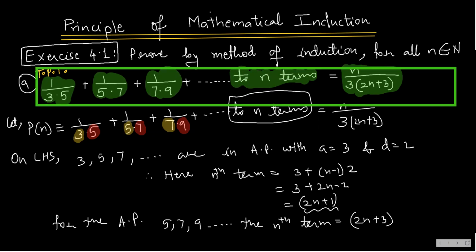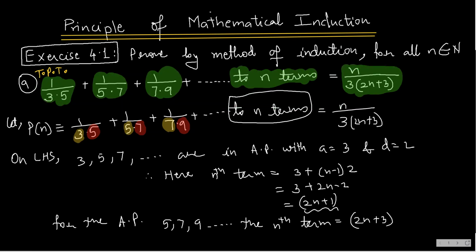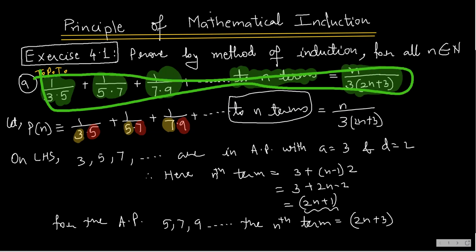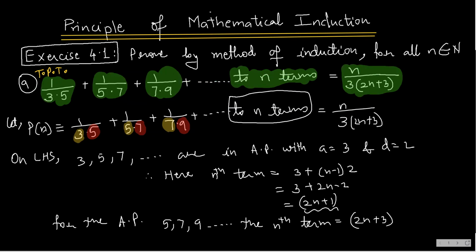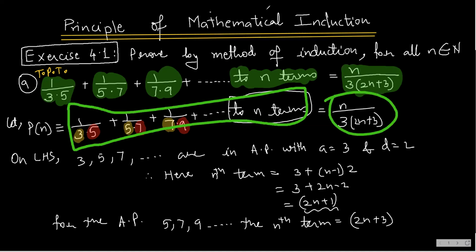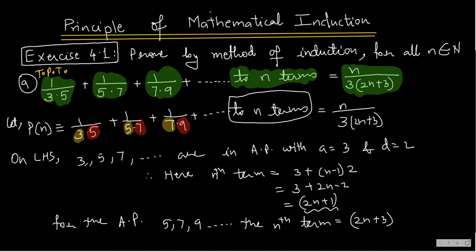Now in order to get the nth term, what I did, see, you can check here. First, I assumed this to be P of n. What I wanted to prove, that whole thing I assumed as P of n, a proposition involving natural number n, where n is a natural number. So this whole thing is P of n, and then this is my LHS of P of n, and this is RHS.